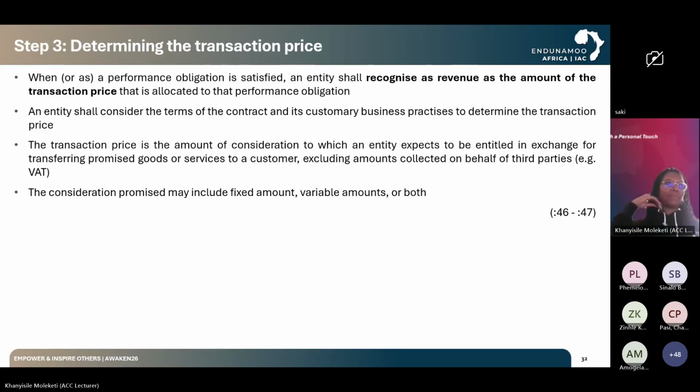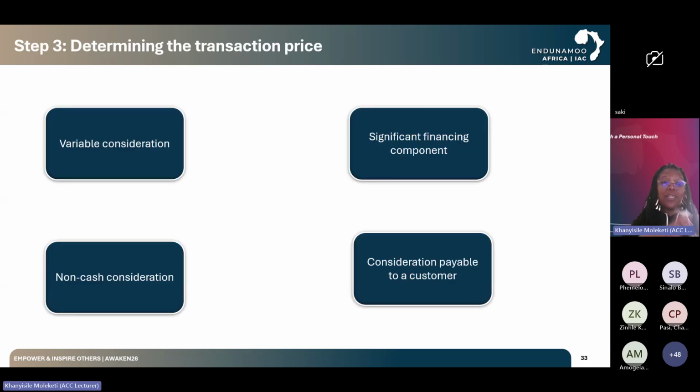All right. So the transaction price is essentially the amount of consideration which the entity expects to be entitled to in exchange for transferring the promised goods or services. So the amount we expect to get for delivering our performance obligations. That's it. There are a few key things to consider when determining the transaction price. There's a lot of detail in IFRS 15, and please do get familiar with it. But essentially, there are 4 key things to consider.